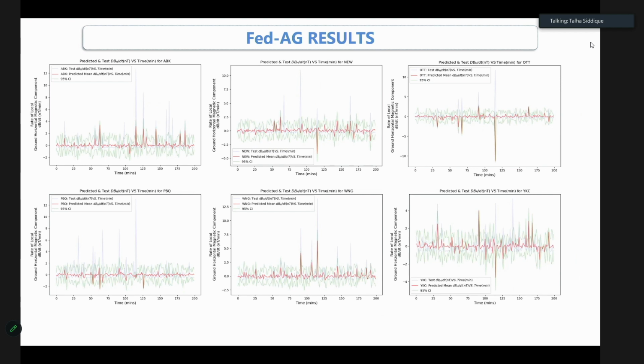These graphs basically represent that, where the faint blue line is the test data, the red line is the predicted mean, and the green lines are the 95% confidence bounds. So at each time step, we have a mean prediction, which is the red line, and with it we have its corresponding 95% confidence interval bounds.